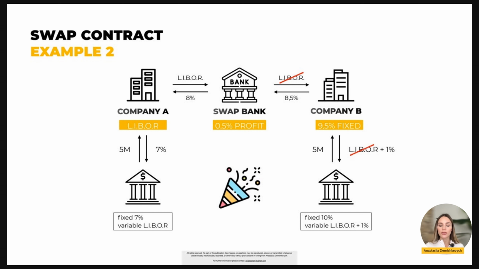This works because of comparative advantage. The swap bank understands both clients' borrowing strengths and crafts a deal where everyone benefits while it makes a small profit for itself. This example demonstrates how swap contracts improve loan conditions and reduce borrowing costs. As mentioned earlier, swaps are at the heart of many financial operations, helping businesses manage risk and optimize their financing.